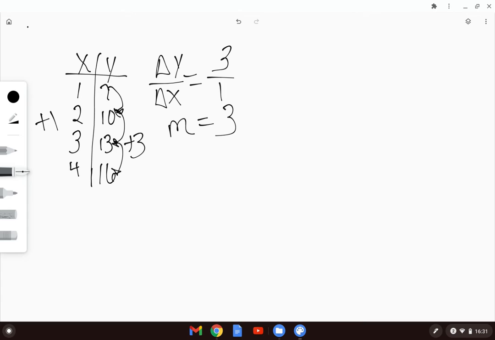The second step is to select an ordered pair. So you can pick any ordered pair you want. I'm going to pick the easy numbers to use, which are 1 and 7. So I have a slope of 3, and I have my ordered pair of 1, 7. And I'm going to label my x and my y.